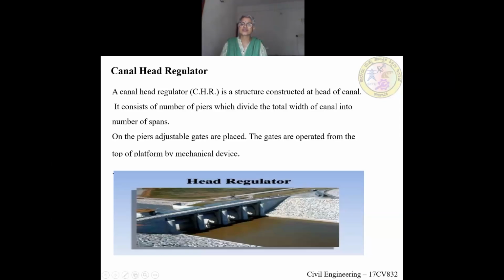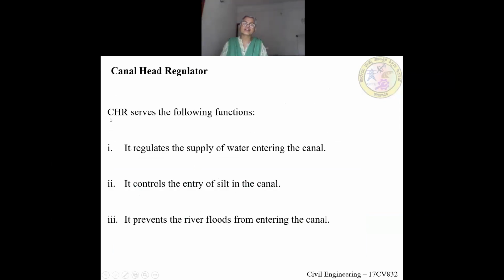So it consists of a number of piers like this, which will divide the total width of the canal into a number of spans. So here the total span is divided into four smaller spans. It will regulate the flow of water. So the canal head regulator regulates the supply of water entering into the canal. It controls the entry of silt in the canal. It prevents the river floods from entering the canal.